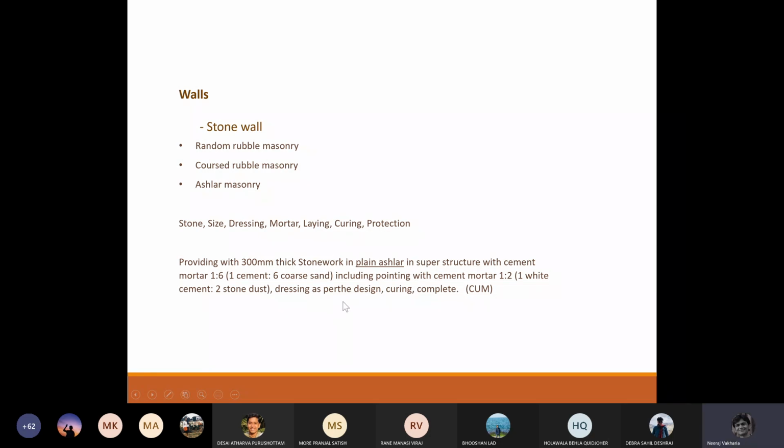Now, this is also considered in cubic meters. You have to keep in mind, brick masonry and stone masonry are also considered in cubic meters. You have to find volume.